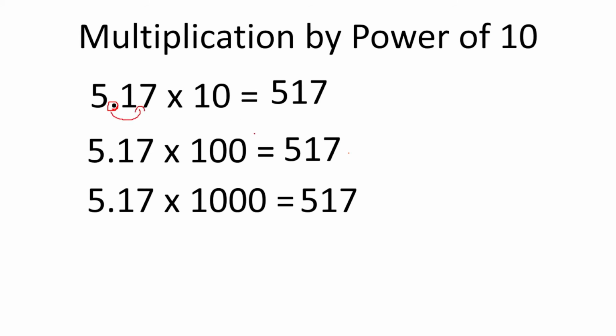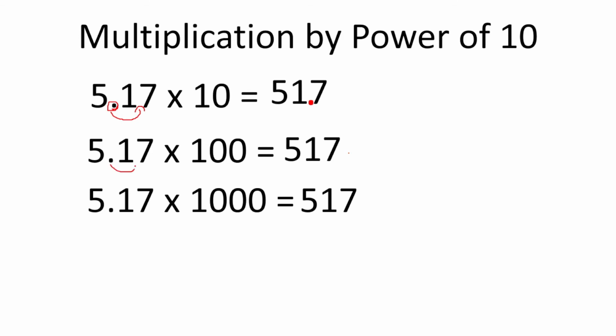So, our answer for 5 and 17 hundredths times 10 is 51 and 7 tenths. Let's have number 2. Maybe it will be easy for you, right? 5 and 17 hundredths times 100. How many zeros are there, guys? Okay, we have 2 zeros. It means we're going to move the decimal point to the right by 2.